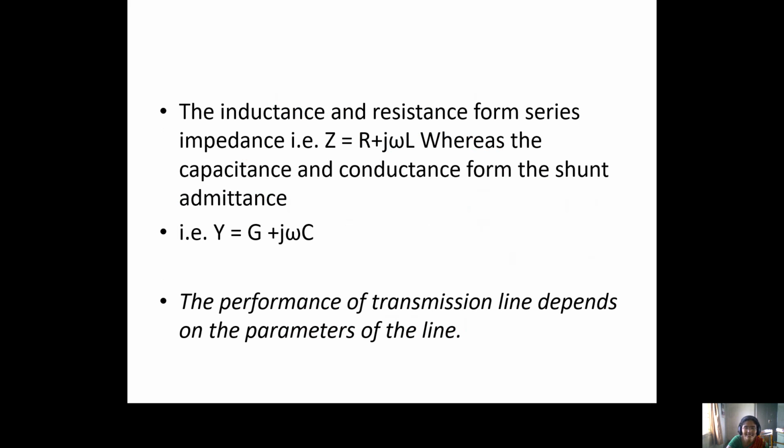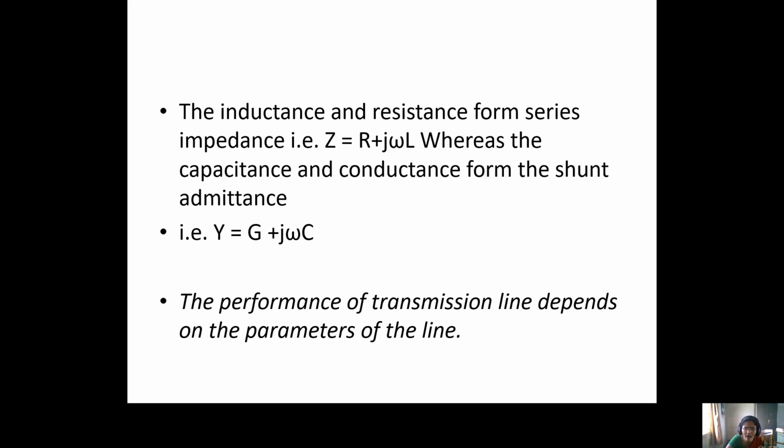Here, the inductance and resistance form the series impedance. Any transmission line has 4 parameters: resistance, inductance, conductance and capacitance. The combination of the inductance and resistance forms the impedance, Z equal to R plus j omega L. Whereas the capacitance and conductance form the shunt admittance, Y equal to G plus j omega C. Here G means conductance, C means capacitance.